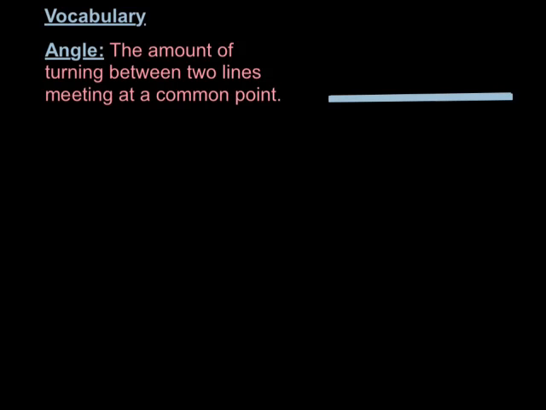If you look at this picture, there are two lines here. Once there is turning, then we have an angle. So the two lines meet at a common point called the vertex. The sides of the angles are the lines that are forming the angle. There are two sides on this angle.